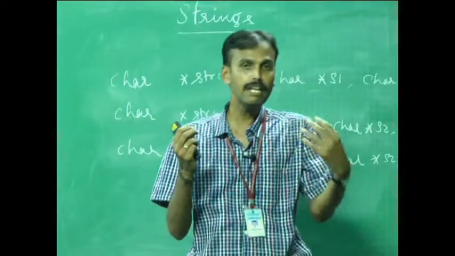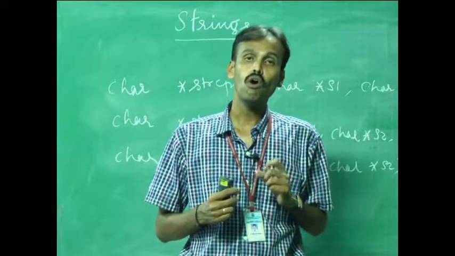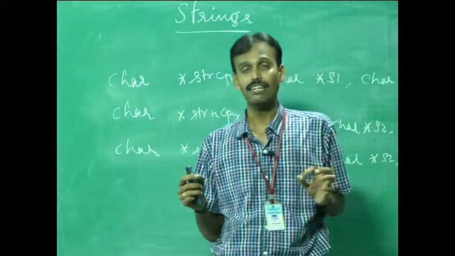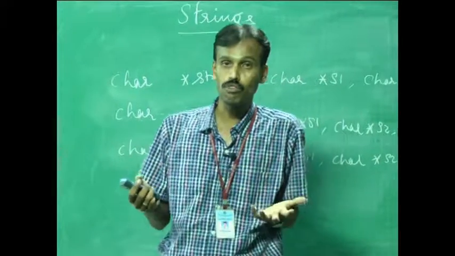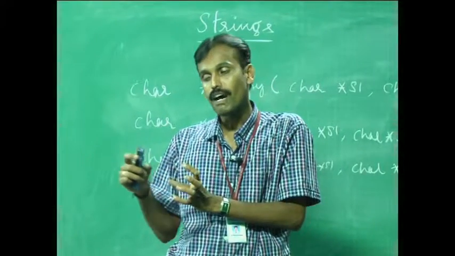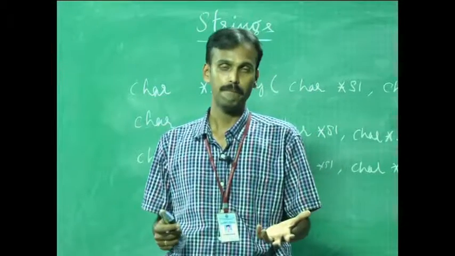We know every string is a composition of characters. So every character is an ASCII value, or an integer value. A computer starts comparing the numeric ASCII codes of characters in the given strings. Appendix D has a list of all character codes. You can refer to any standard book on C, which would have an appendix with the entire list of corresponding ASCII codes for all possible characters in C programming.